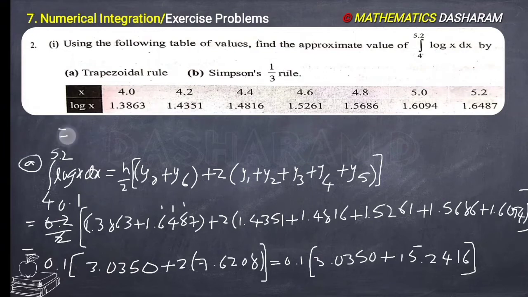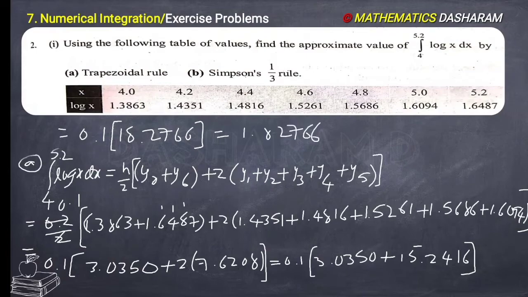So it is equals to 0.1 into, let us add these two numbers, 18.2766. Now multiply with 0.1. So it is equals to 1.82766. So this is our required answer.